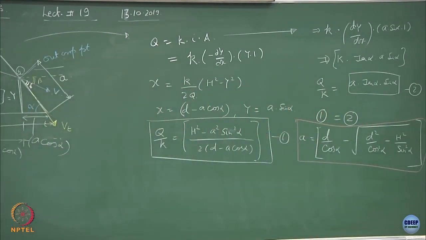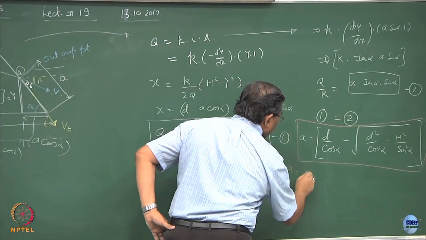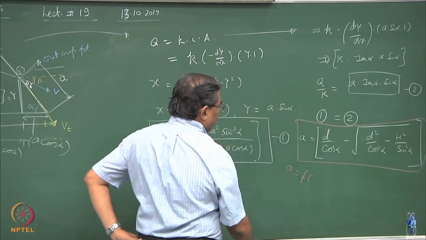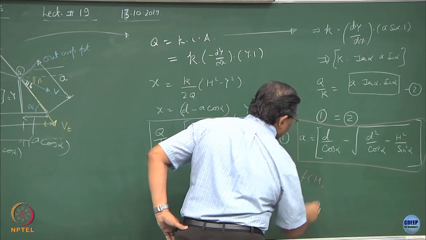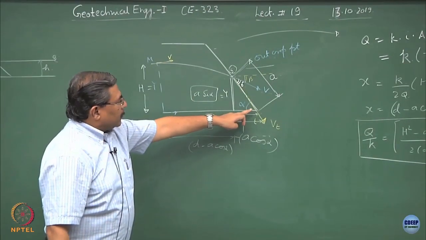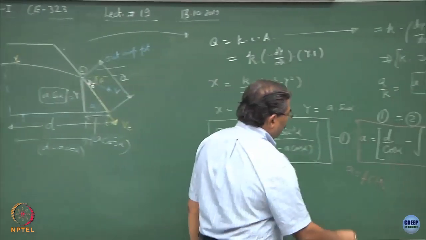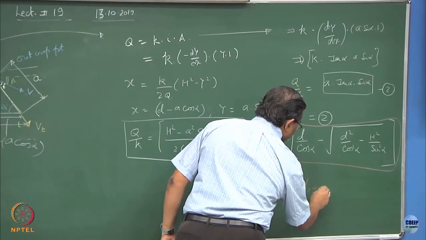In other words, A depends upon what? A would depend upon capital H, number one, alright, the distance of the section at which H is acting, so d, and the alpha value.